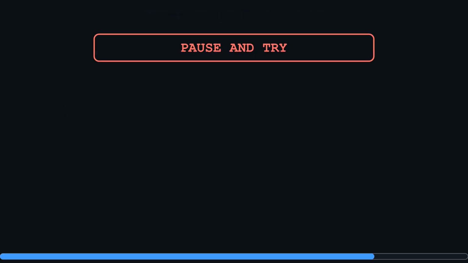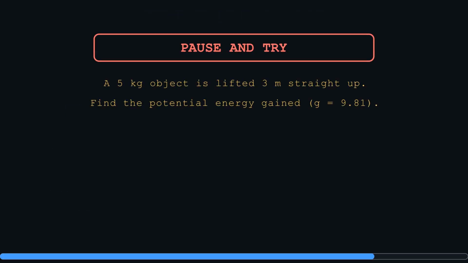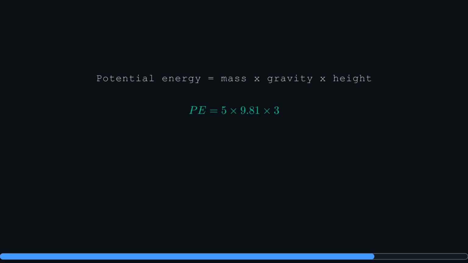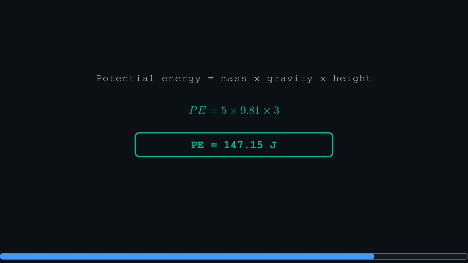Pause the video and try this problem yourself. Potential energy equals mass times gravity times height. 5 times 9.8, 1 times 3, gives a potential energy gain of 147.15 joules.